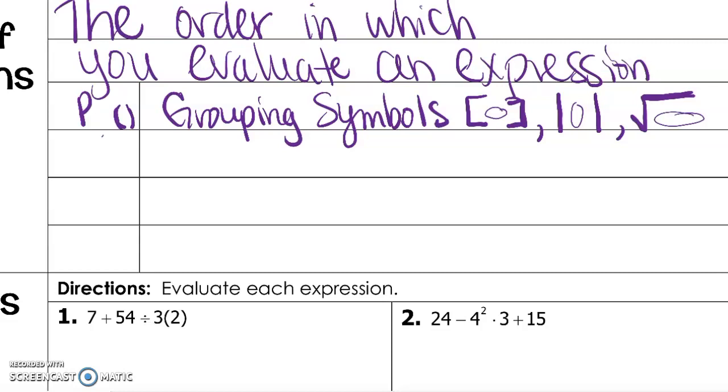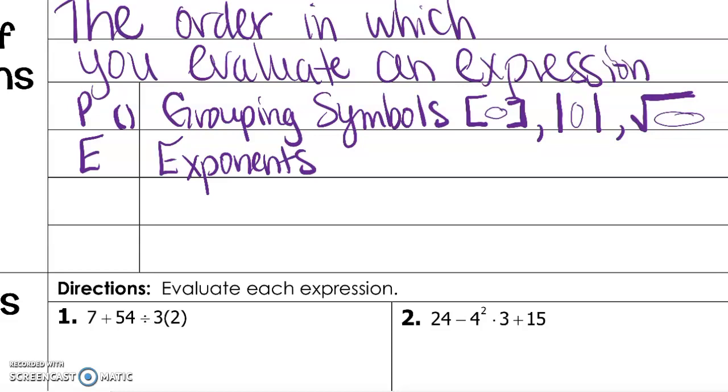After that is E, and that is exponents. So you can see there in number 2, we have an exponent with the 4, so you would need to get rid of that first. So you can think of it as, what do I need to get rid of? If there's parentheses or anything like that, you have to get rid of those. Then if there's exponents, you have to get rid of those. What I mean by get rid of is actually evaluate that down to a number.